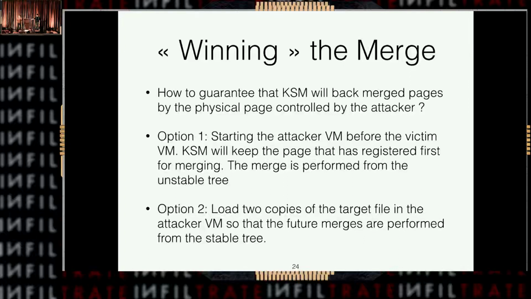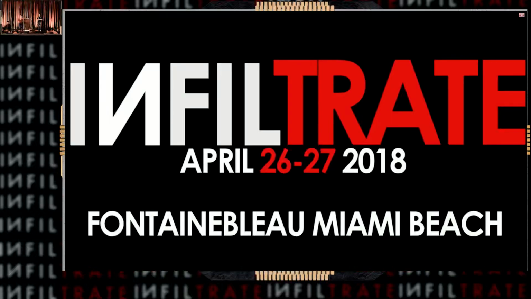Then you load your 2 copies, and as they are one right after the other, KSM will scan them linearly. It will see that they share the same content, so it will merge them, put them in the stable tree, and when it scans the victim copy, it will just merge it back into the stable tree. So you have to wait a full KSM loop, load 2 copies on your VM, and the rest should be okay. Cool. Thank you so much.